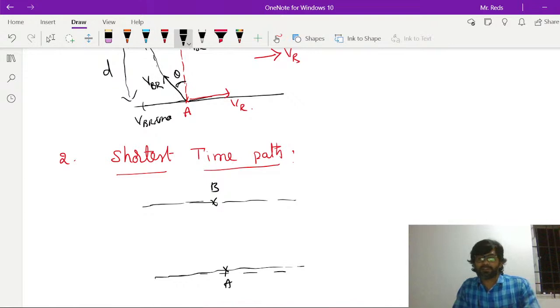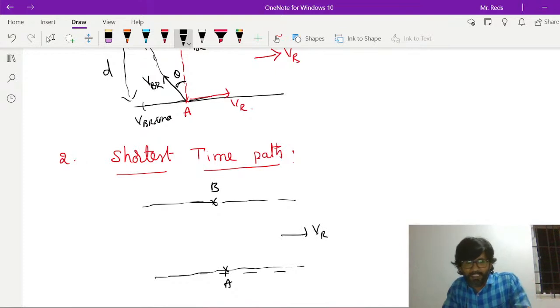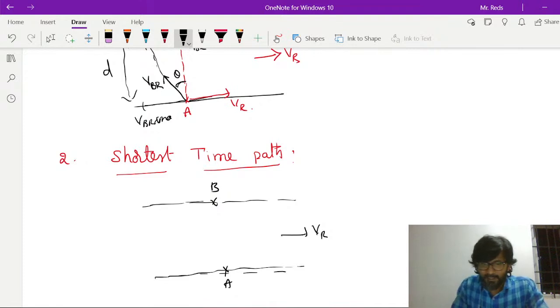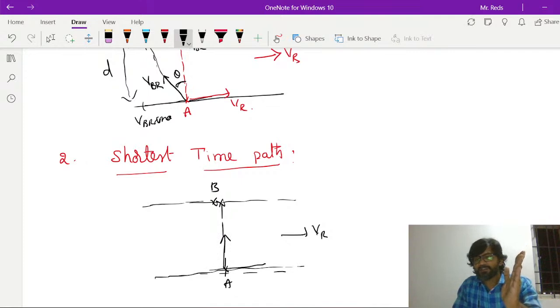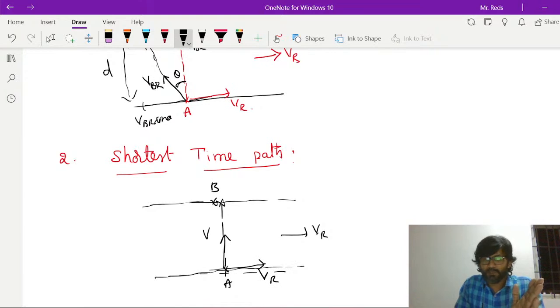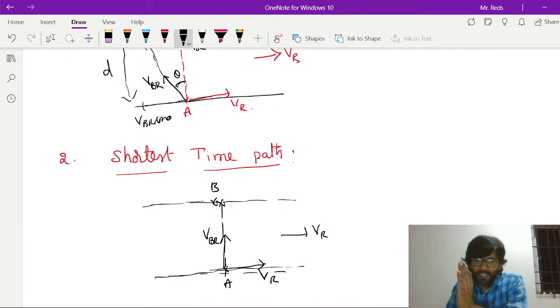If the boat starts, as the river is flowing with velocity vr, the river automatically drags it. If it starts at some angle, it may take more time to cross. But if it starts exactly in this direction, perpendicular to the river flow, the boat's velocity with respect to the river, as the river is flowing in this direction, may drag it, and by the time it reaches the other bank, it may reach this point C instead of B.